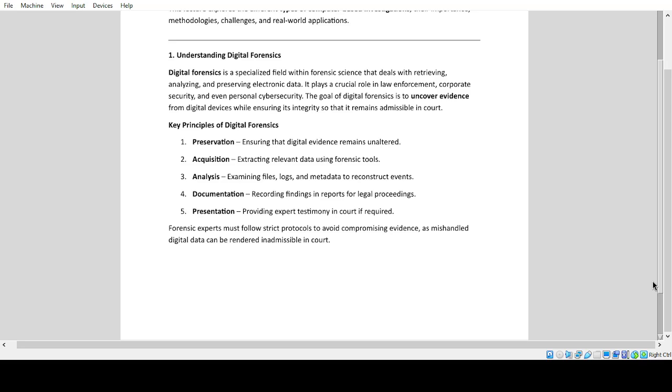Forensic experts must follow strict protocols to avoid compromising evidence, as mishandled digital data can be rendered inadmissible in court.